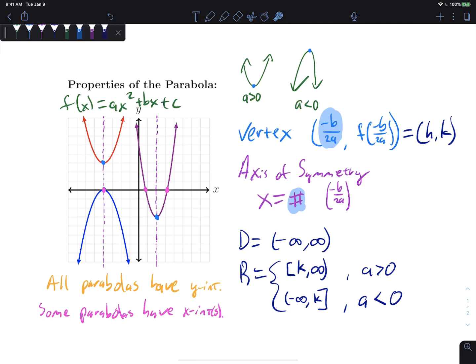So this leading coefficient is telling us a lot here. It's telling us whether the function is opening up or down. It's telling us if the vertex is a minimum or a maximum. It's also telling us what the range is going to be. Is it going to be going up to infinity if it opens up, or does it go down towards negative infinity if it opens down? So it's going to be one of these two. And also, a is part of the vertex as well. It doesn't really determine the vertex entirely, but it does play a role. And the same thing for the axis of symmetry. So that leading coefficient is very important here.